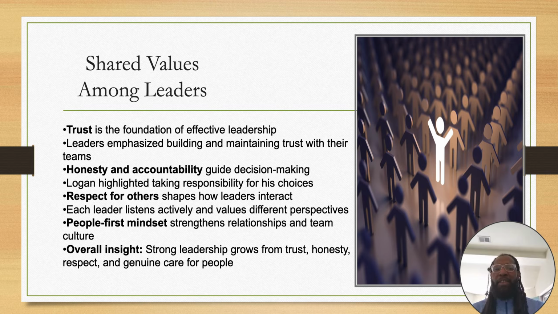Another shared value is honesty and accountability. Logan focused on taking responsibility for his decisions, while Mr. Adams talked about being transparent so people understand why decisions are made.